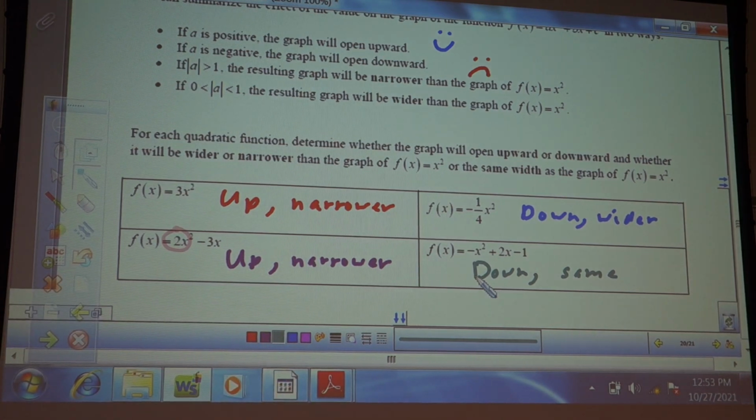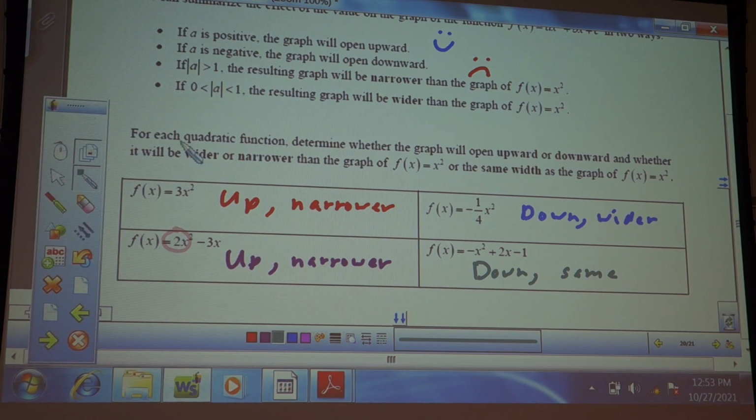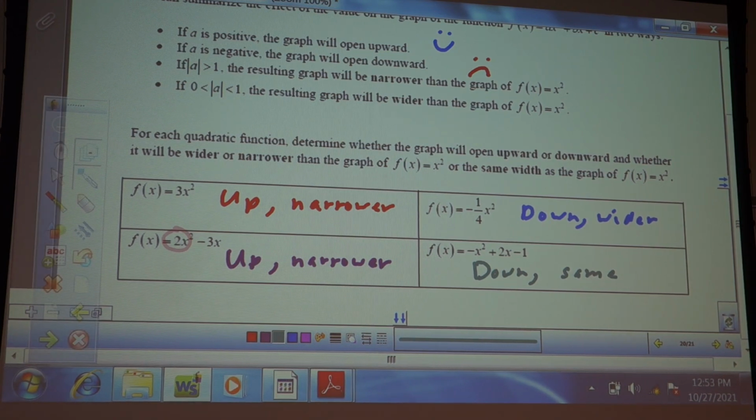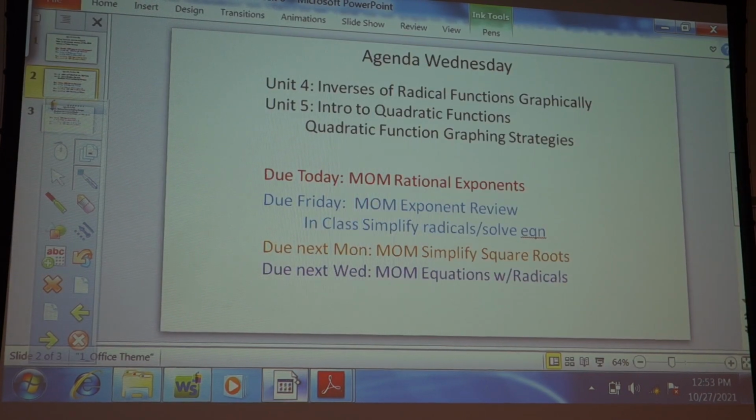Okay, so we're done with that handout. Now we're going to move on to this one. Let me just double check this before I give it to you. Graphing strategies. Okay.